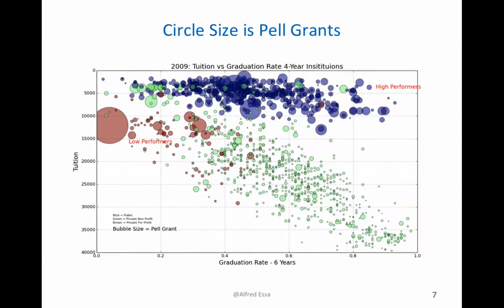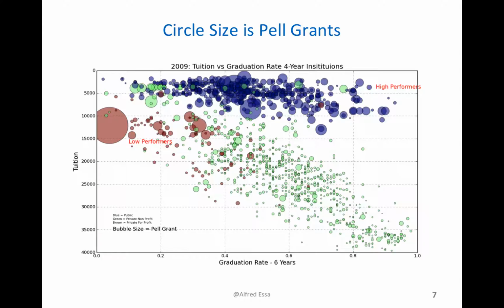So he found that there were expensive private schools that did very well. There were inexpensive public schools that did very well, but almost all of the for-profit schools didn't have very high graduation rates and hence weren't a very good value. He also assigned meaning to the radii of these points. In this particular graph, it's the amount of Pell Grant money that an institution receives. He also did another one in which it was the enrollment.